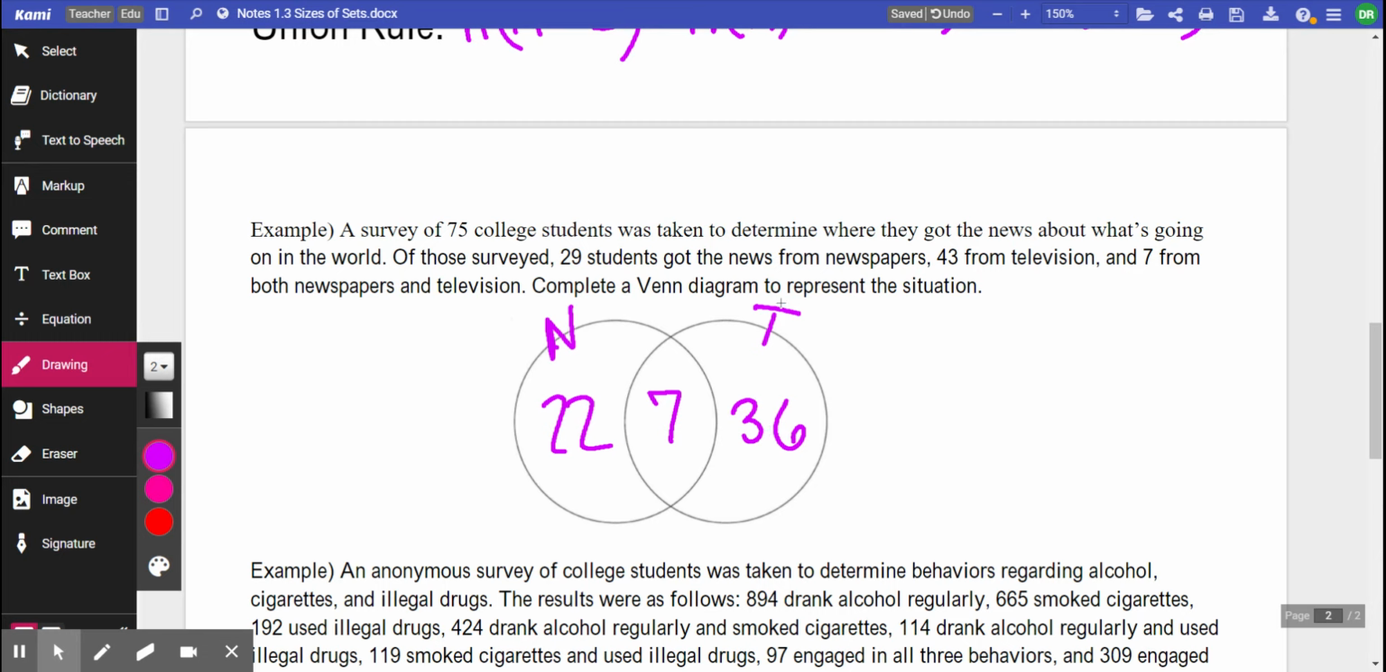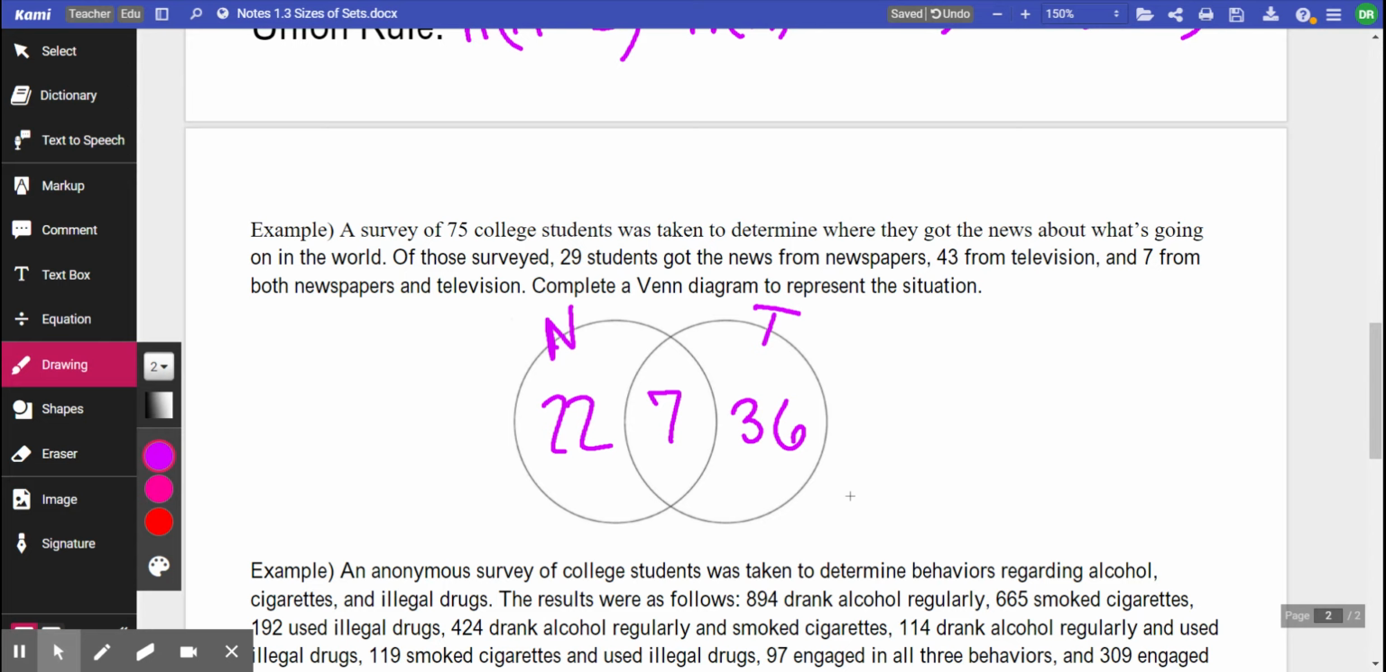All right, and then last but not least, it's not drawn in here, but normally you have a rectangle outside of your sets because we could have people that don't get their news from newspapers or televisions. Okay, internet, that's probably a big one now. Honestly, that's usually where I get mine.